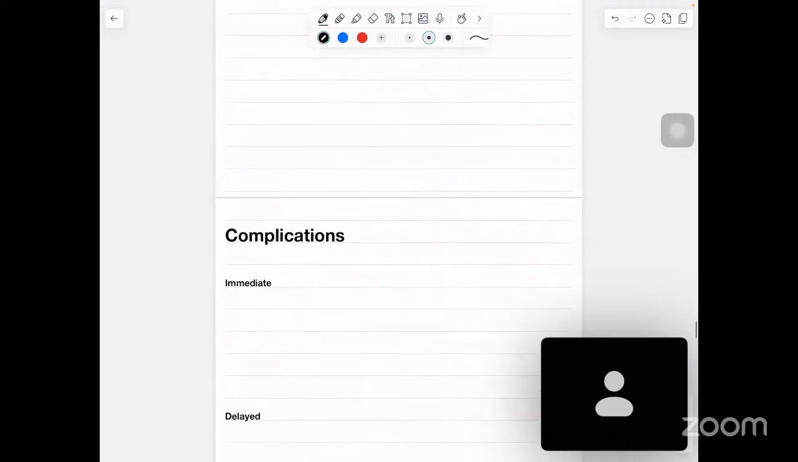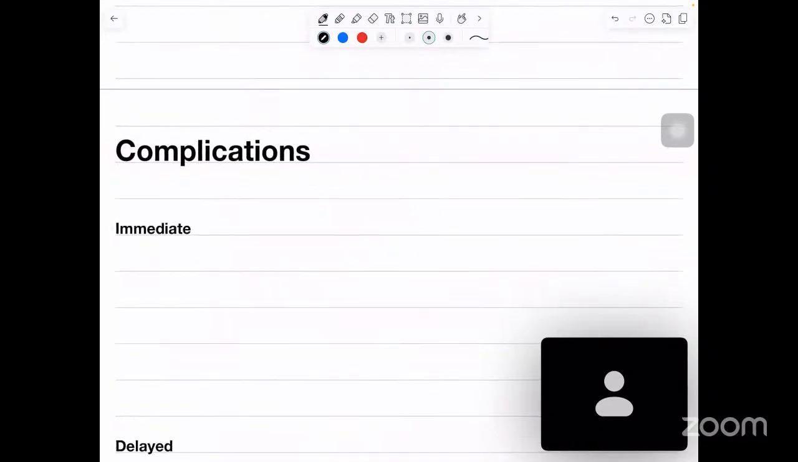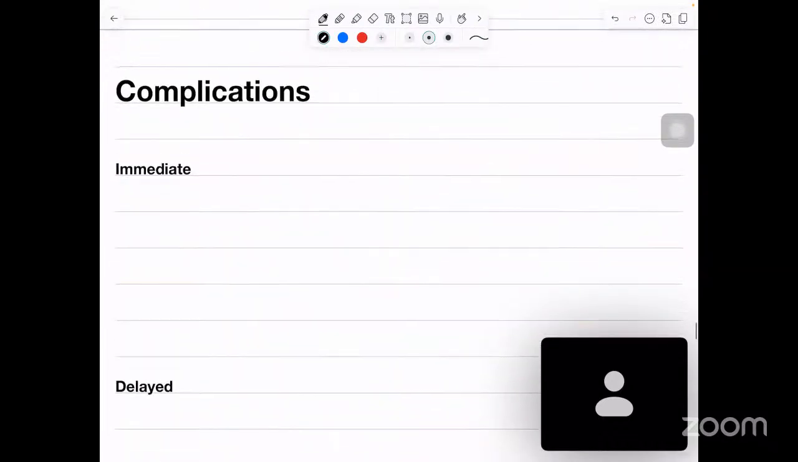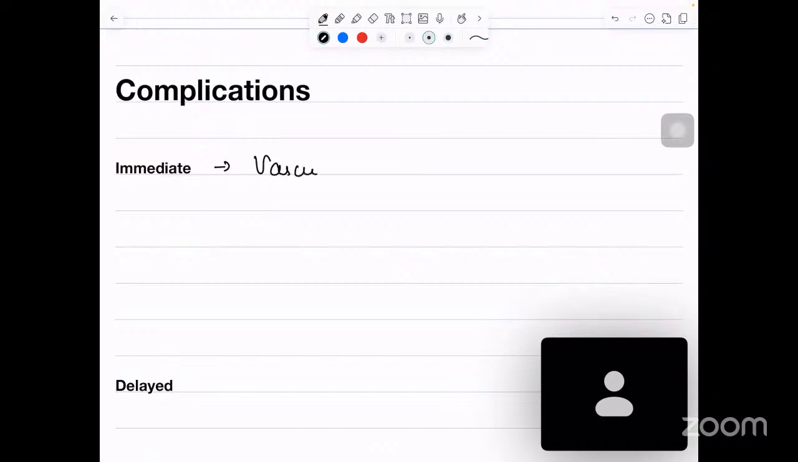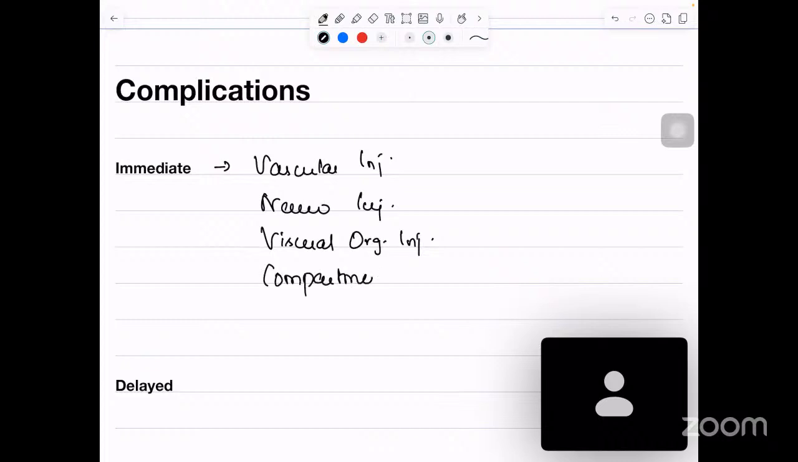What are the complications? What are the complications that you expect after a fracture? Okay, it can be classified as immediate, delayed, or late. Immediate, there can be any vascular injury, or any neurological injury, nerve injury. Okay, or there can be any visceral organ injury. Take for example, I recently encountered a patient with a right iliac wing fracture, but unfortunately that patient had a nearby transverse, ascending colon injury. We didn't expect the patient to survive, but luckily he survived. Okay, so a visceral organ injury, or that can be a compartment syndrome.